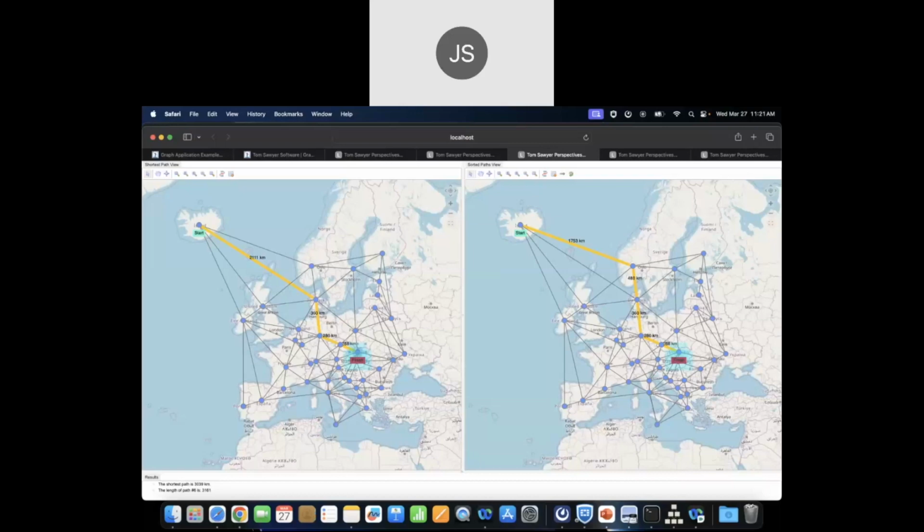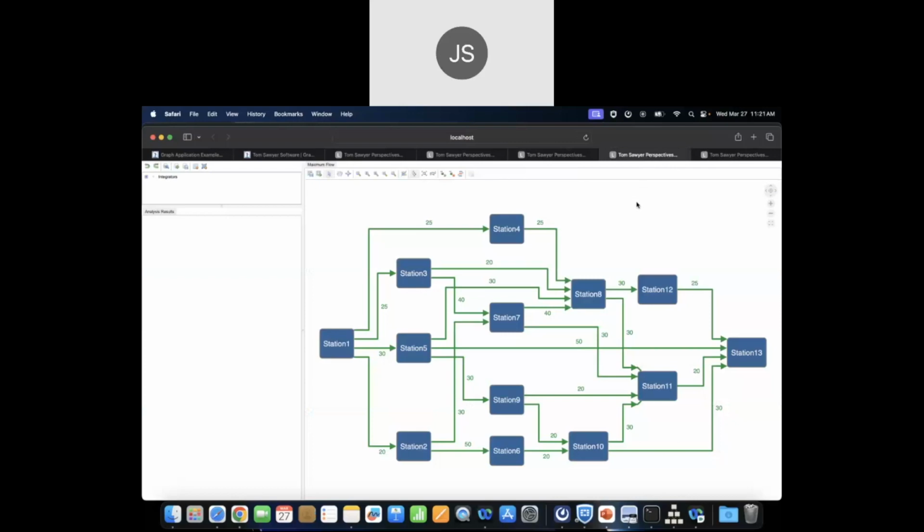All right, so now we're going to go on to our next example where we're going to show how to maximize flow or throughput through a system. So we want to understand how we can get the most out of this system. And there are analysis techniques that can help us with this. So we're going to select station 1, and we're going to set that as our start node. And station 13, we're going to set this as our finish node.